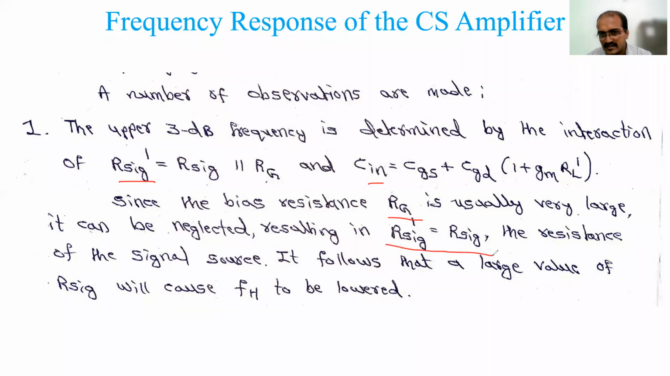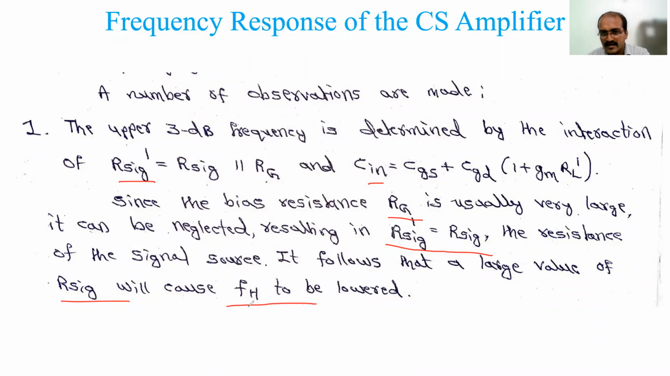So if you are doing the series of resistance, then Rg will be considered, R signal will be neglected. But since it is in parallel, what happens? It will come in the denominator, right? So that's why 1 by Rg will come. So a larger value means it will have less impact in the calculation. That's why R signal dash is approximately equal to R signal, the resistance of the signal source. Okay, and from that discussion, it follows that a large value of R signal will cause FH to be lowered. So if you take a large R signal value, then it will reduce the high frequency response.